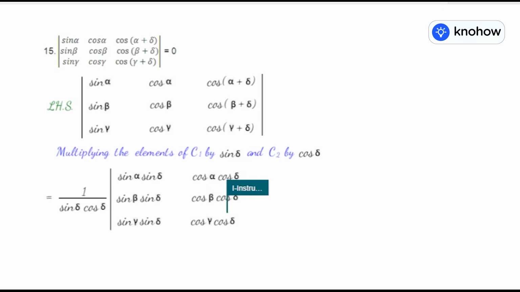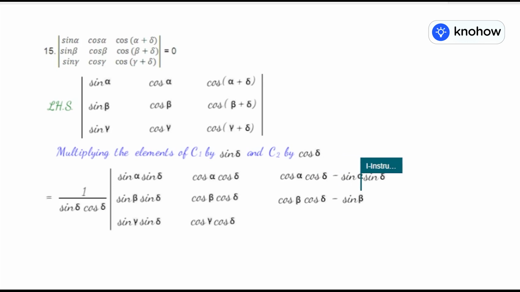And what are the elements of column 3? The first element is cos alpha plus delta. So if you apply the cos A plus B formula, you get cos alpha cos delta minus sin alpha sin delta. Similarly, the second element will be cos beta cos delta minus sin beta sin delta, and the third element will be cos gamma cos delta minus sin gamma sin delta.